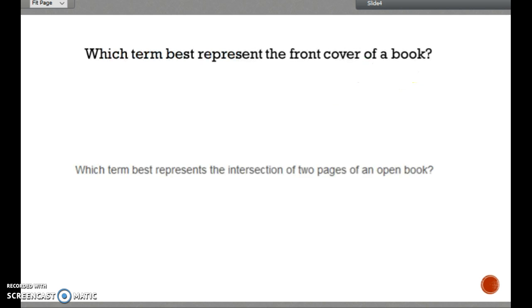All right, let's check the next one. So this is just kind of trying to visualize some of these key words. The first one says, which term best represents the front cover of a book? All right, so let's say this is our book, and we got to figure out the key word for that. Well, in geometry, we would consider that a plane. It's a flat surface.